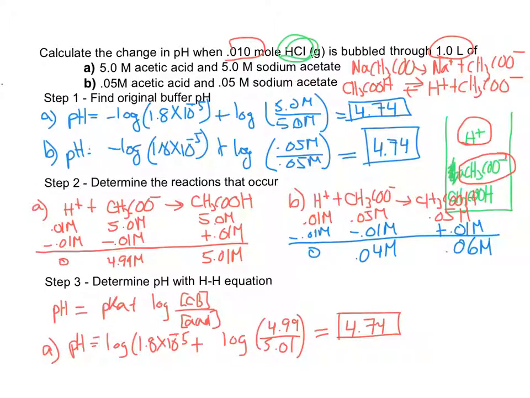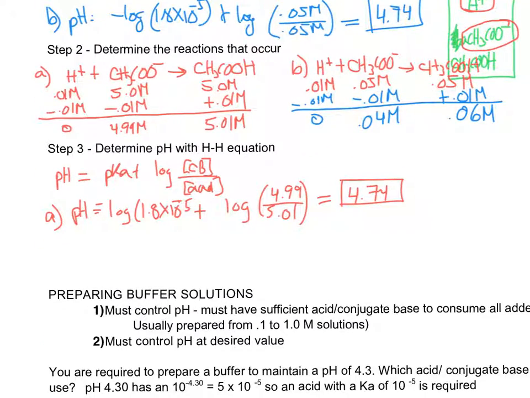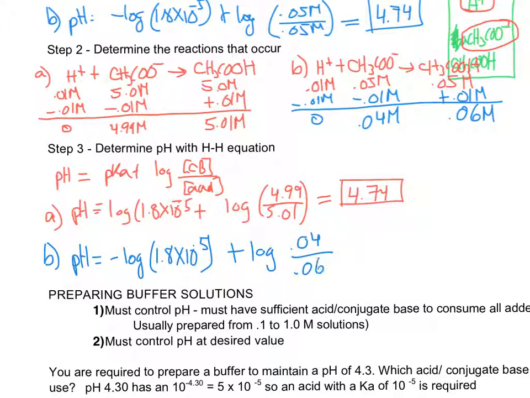So to find the pH, I'm going to use the Henderson-Hasselbalch. And again, if you want to use an ICE chart, you're more than welcome to do that. Just the Henderson-Hasselbalch is a little bit easier. So pKa, which is negative log of the Ka, plus log of my conjugate base, which is 0.04 molar, over my acid, which is 0.06 molar. And so if you calculate that, you end up with 4.55.